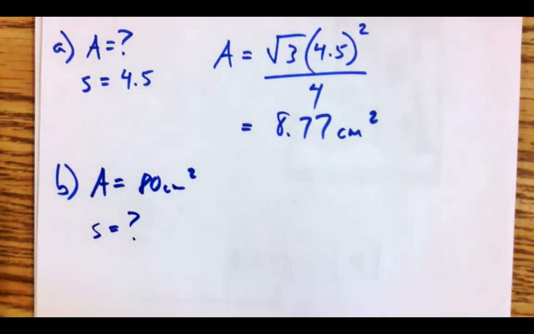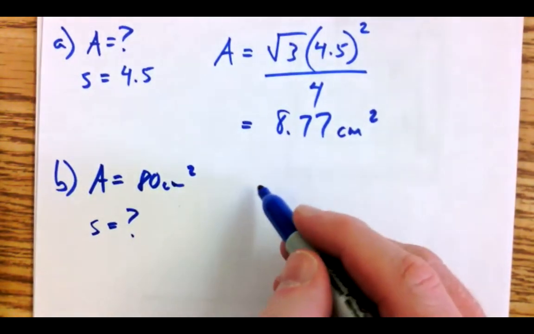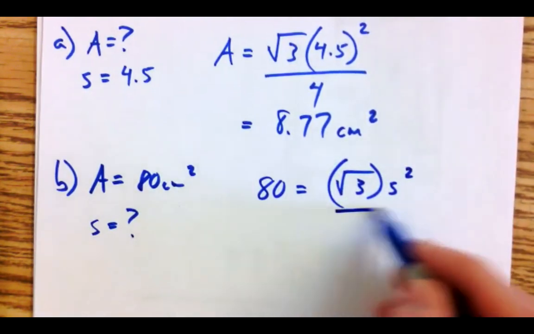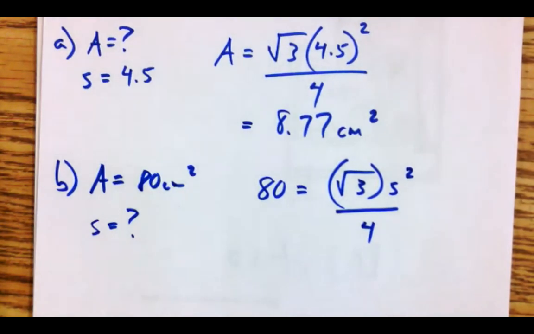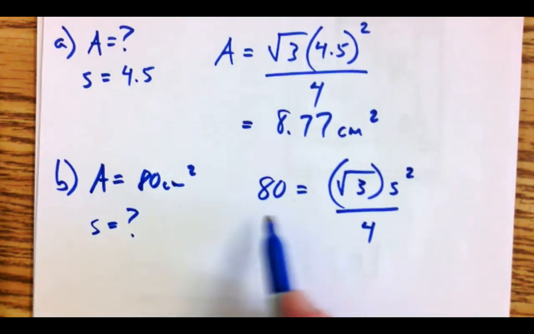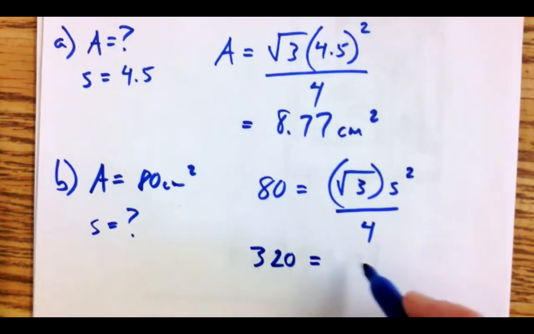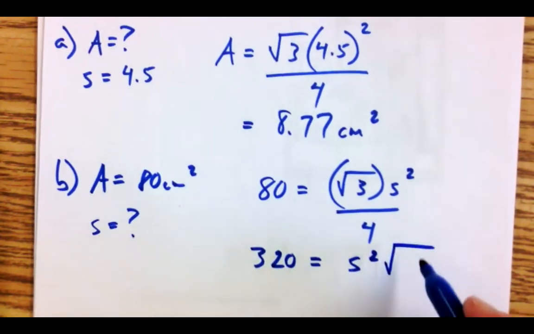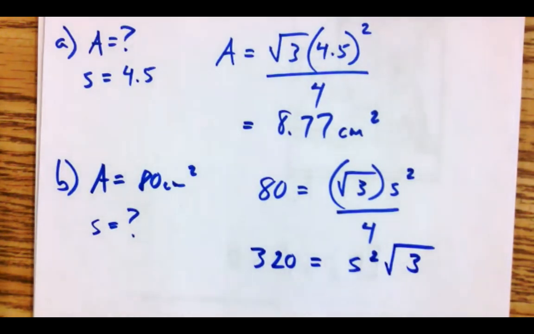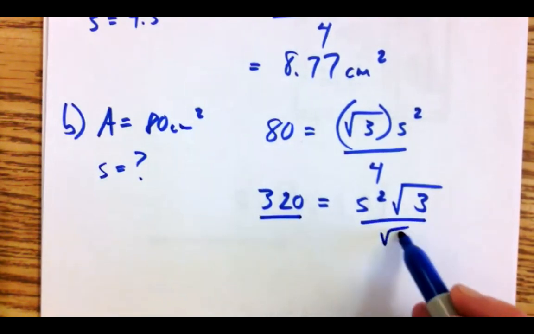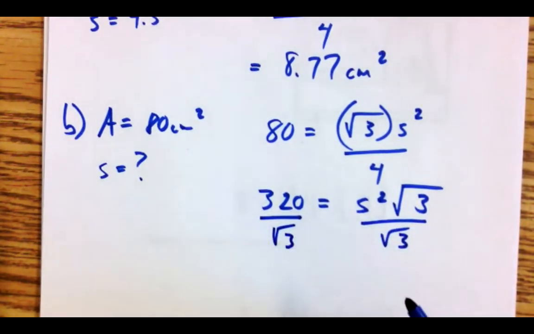What's the side length? So now we have the area is 80, that equals the root of 3 times s squared divided by 4. So now we gotta get that s squared by itself. Multiply both sides by 4, so you got 320 equals s squared times the root of 3. I'm just switching the order because it's easier, looks better like that. Then I'm gonna divide both sides by the root of 3. I'll stop there for now and then figure out what s squared is.